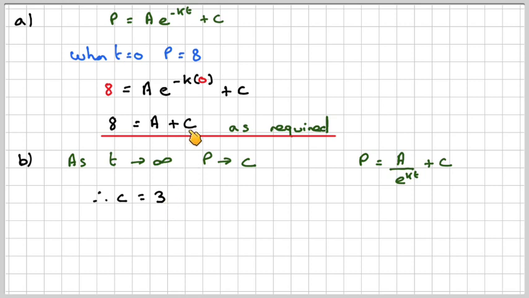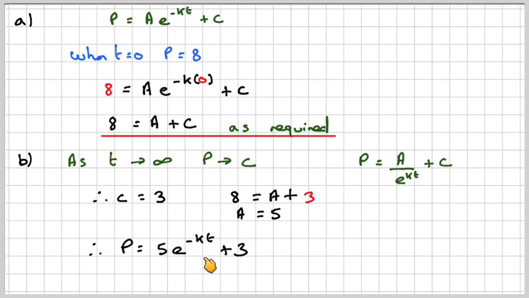We'll substitute that 3 into here. So we get 8 = A + 3, and therefore A will be equal to 5. So our model now is P = 5e^(-kt) + 3. So we've got C is 3, A is 5.